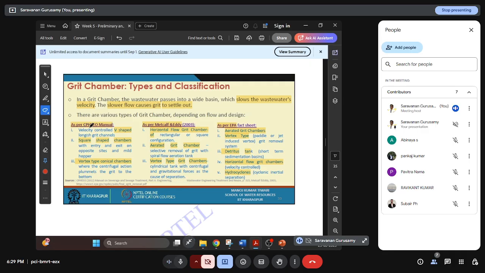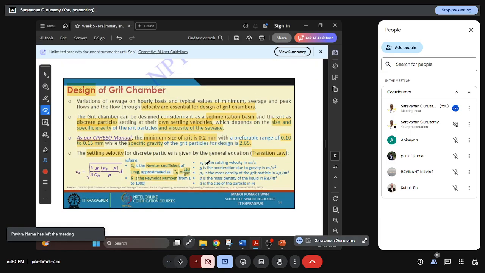So these are the types of grit chambers you can see: V-shaped, square-shaped, vortex type. Based on the CPHEEO manual, the Metcalf and Eddy book, or the EPA fact sheet, you can follow for different kinds of types of grit chambers. Here, if you see the design of the grit chamber, there is a formula.